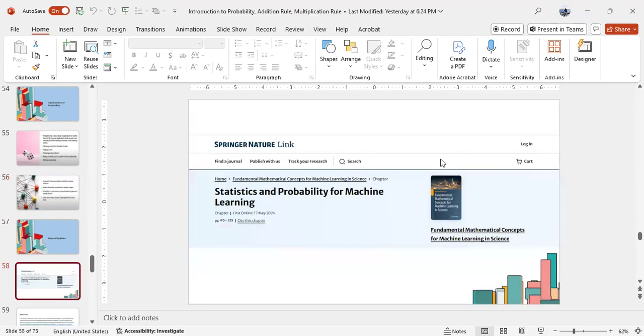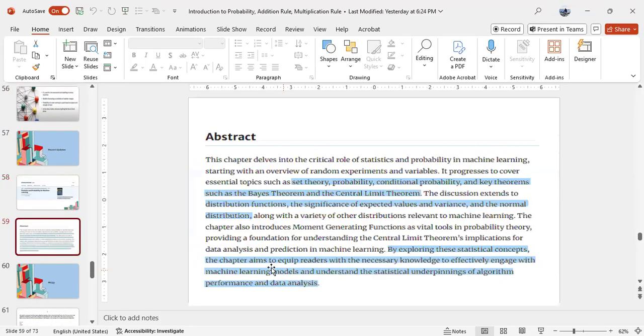Moving forward to the recent updates, statistics and probability for machine learning. This article was published in Springer in May 2024. This chapter delves into the critical role of statistics and probability in machine learning, starting with an overview of random experiments and variables. It progresses to cover essential topics such as set theory, probability, conditional probability, and key theorems such as Bayes' theorem and central limit theorem.